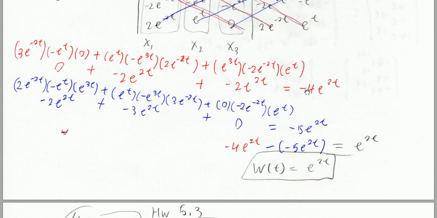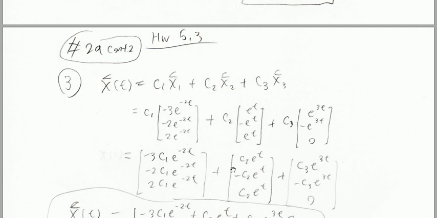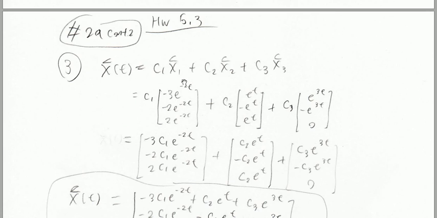So what we do is we take the red and we subtract the blue. So negative 4e to the 2t minus negative 5e to the 2t, and that becomes 5 plus negative 4, times e to the 2t, and that becomes e to the 2t, and then we have our Wronskian. And then lastly, we have to make a general solution for the third part.